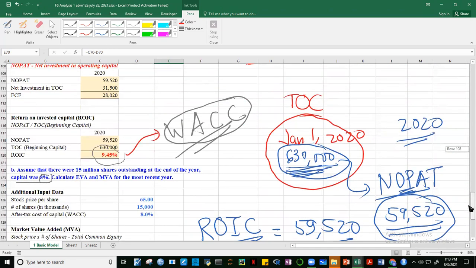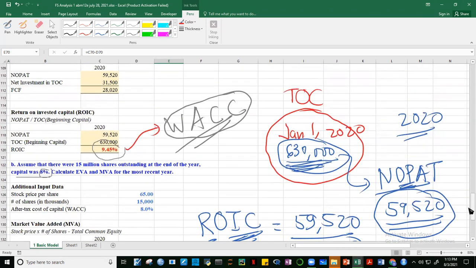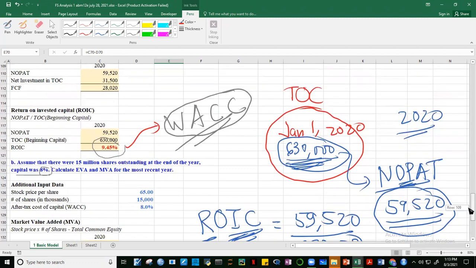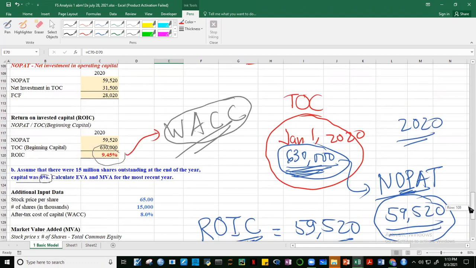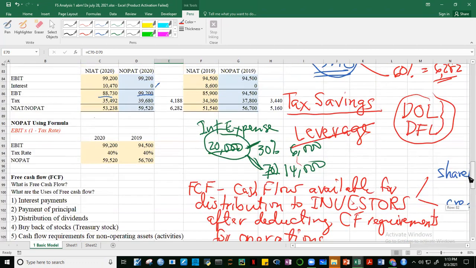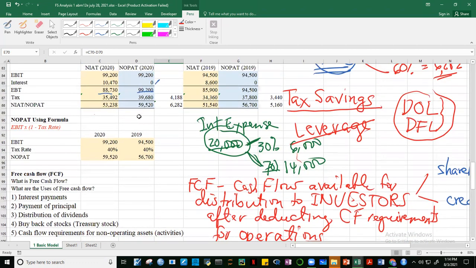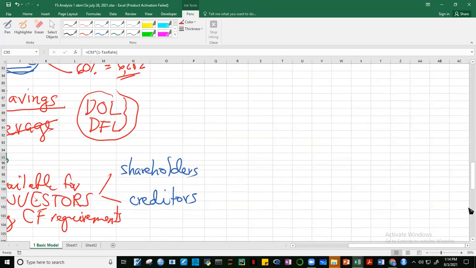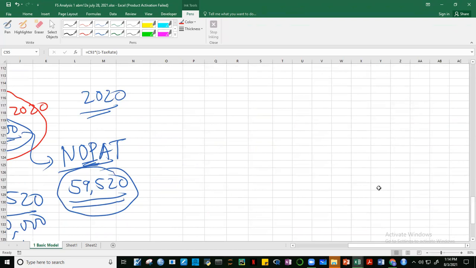Then, guys, here are our measures. First, we generated NOPAT of 59,520 for 2020. I have a question, guys. I have this question.